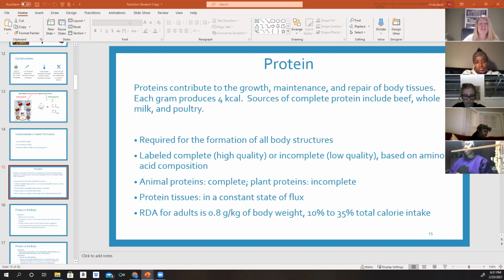The body's protein tissues are in a constant state of flux. They're always being broken down and replaced. If you remember back to biology, when our body is breaking things down, that's catabolism, and when it's being replaced, it's anabolism. Our protein intake should be 10 to 35% of our caloric intake for adults, and it should come from a variety of protein foods.